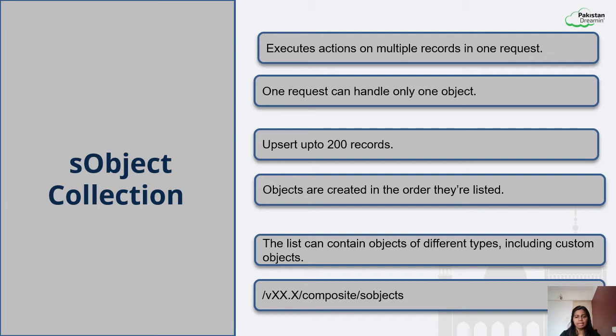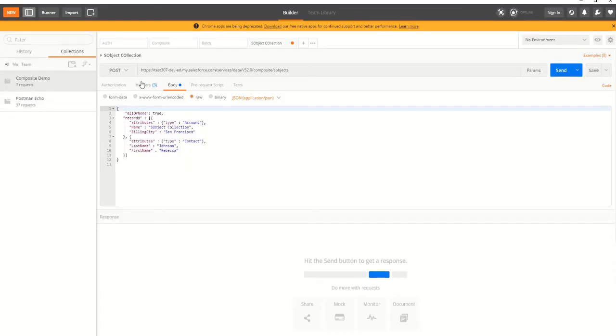Possible methods are get, delete, patch, and post. And the URL will have the API version followed by composite followed by S object. Now let us see the demo using Postman. For S object collection, you can see the post method URL is having S objects at the end.